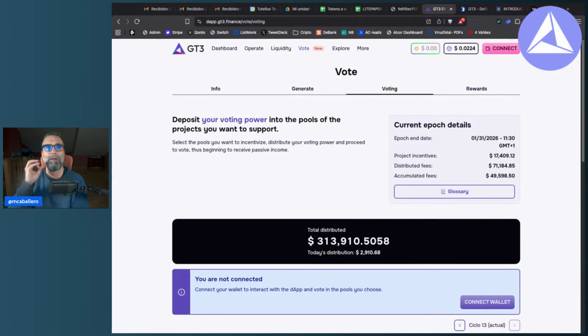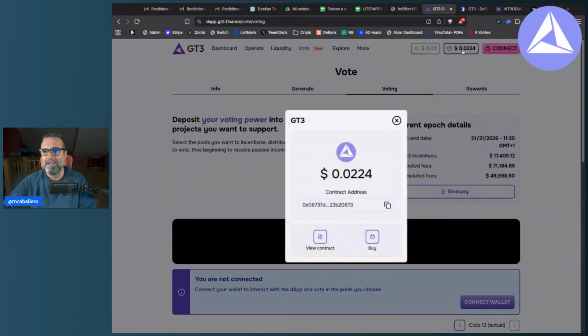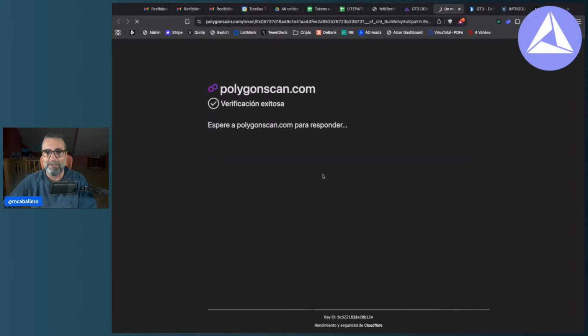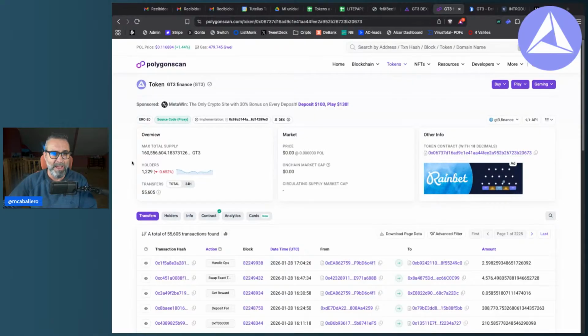So let's think about how much money we need today to receive 10% of the passive income this month. Let's see it. For example, I will click here on the token, and I go directly to the contract. As you can see here, I go to view contract. So I click there, I go to Polygonscan, and you'll see now the token. This is the GT3 token, okay?